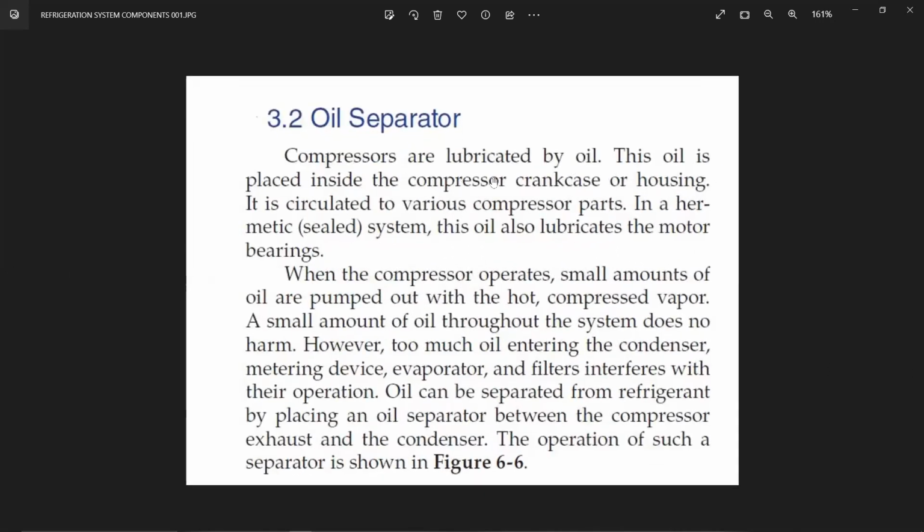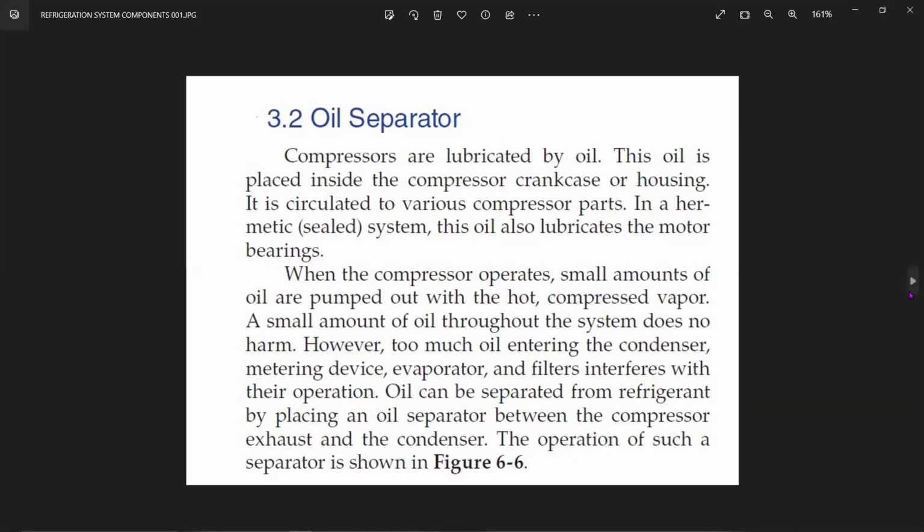Compressors are lubricated by oil. The oil is placed inside the compressor crankcase or housing. It is circulated to various compressor parts. In hermetically sealed systems, the oil also lubricates the motor bearings, not in other types of compressors. When the compressor operates, a small amount of oil is pumped into the hot compressed vapor. A small amount of oil through the system does not harm the system. However, too much oil entering the condenser, metering device, evaporator, and filters interferes with the operation. Oil can be separated from the refrigerant by placing an oil separator between the compressor exhaust and the condenser.